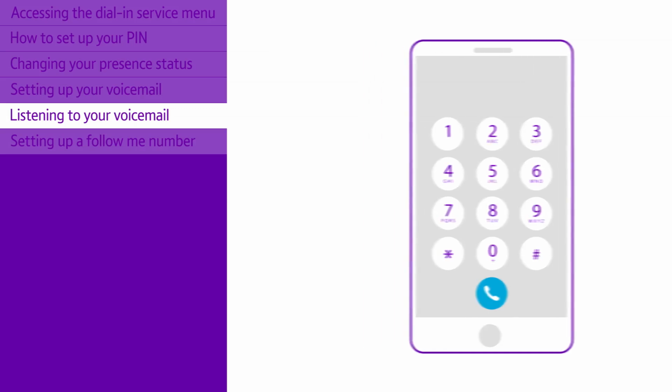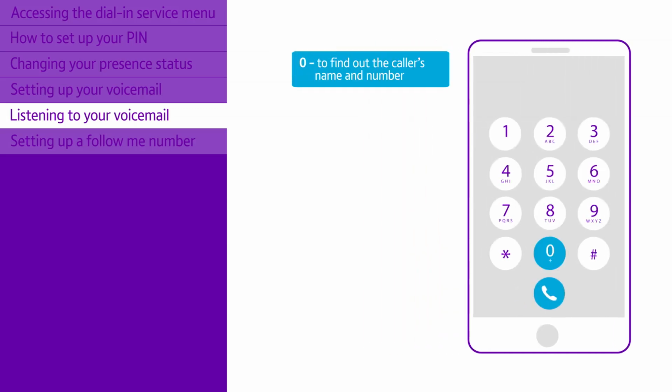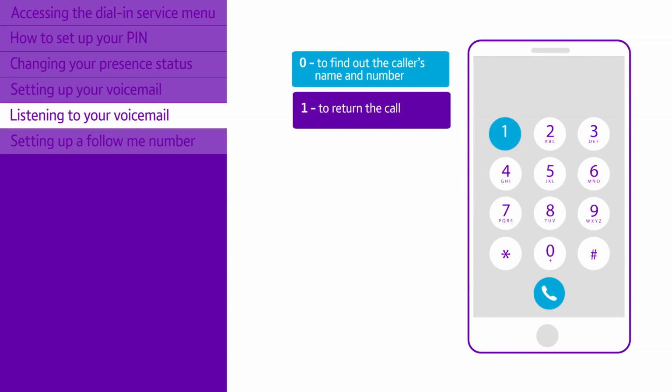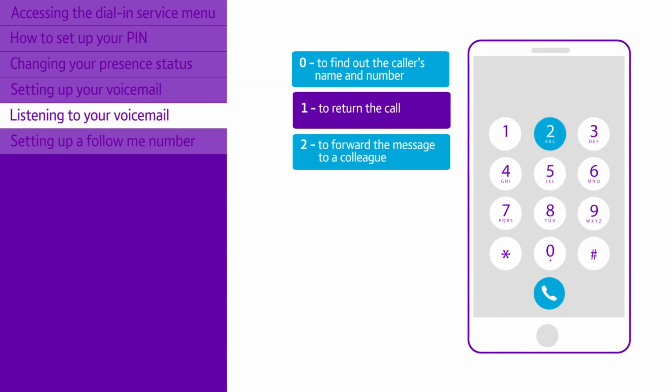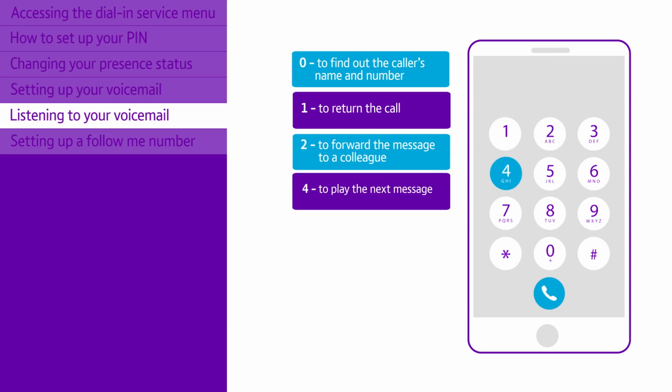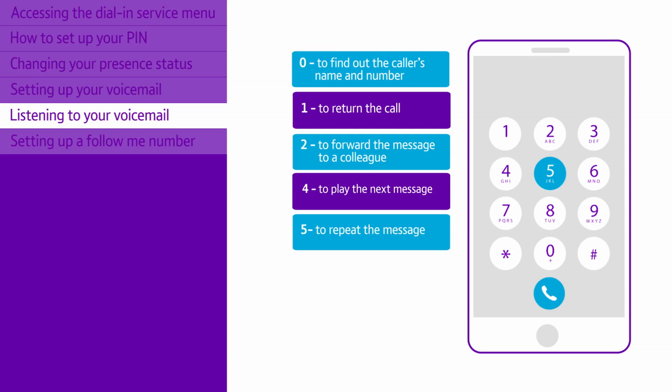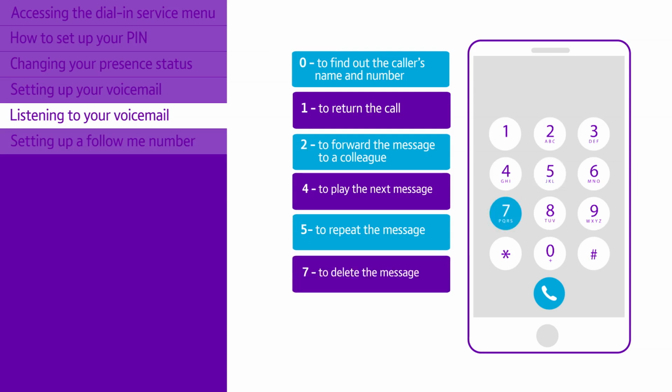Press 0 to find out the caller's name and number. Press 1 to return the call. Press 2 to forward the message to a colleague. Press 4 to play the next message. Press 5 to repeat the message. Press 7 to delete the message. Or press 9 to save the message.